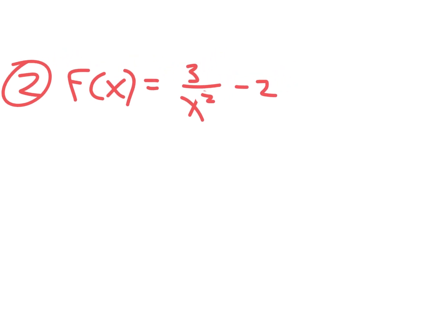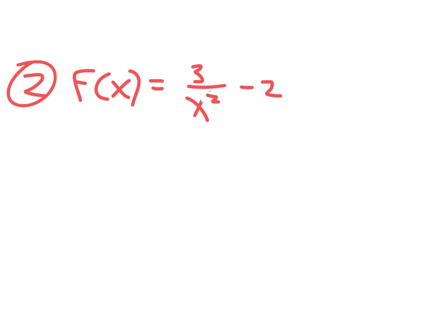Number 2. Dominic, read me problem 2. 3 over x squared minus 2. Is the minus 2 in a parenthesis with the x? Like, oh. Okay. So it's like this, and then the minus 2 is out there. Okay. So, what does it want? Like, what's the point of the question?